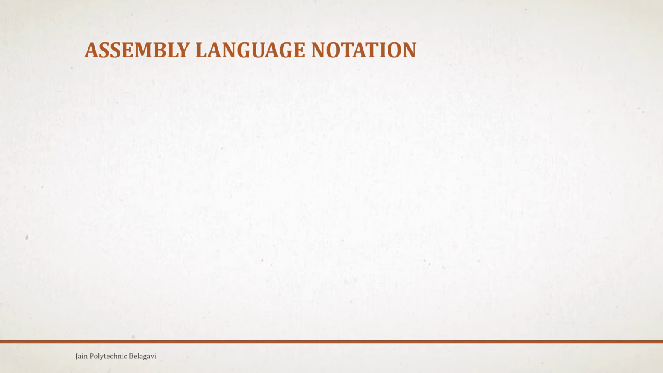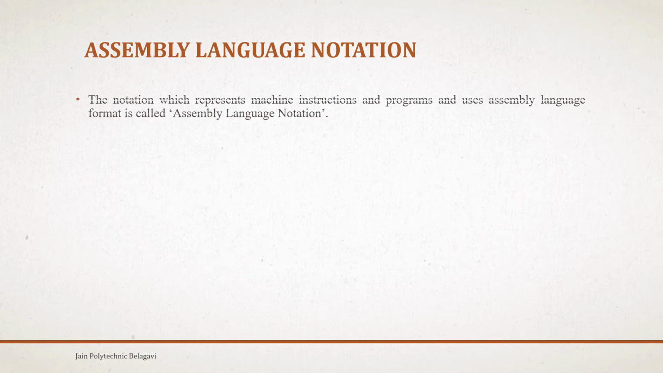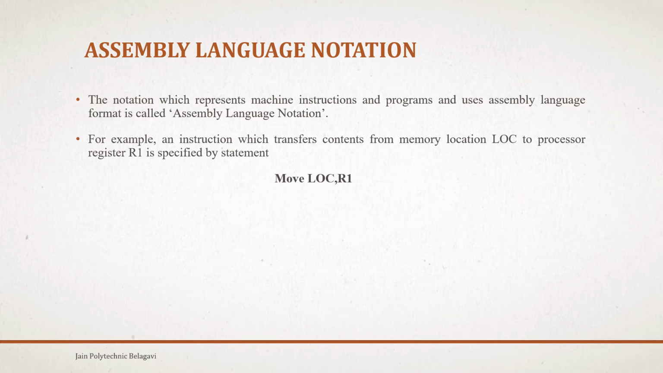Now let us go through what is called assembly language notation. The notation which represents machine instructions and program and uses assembly language format is called assembly language notation. So this notation can be defined as the notation which contains the machine instructions, as well as whenever you write a program which is using assembly language format, it is called assembly language notation.